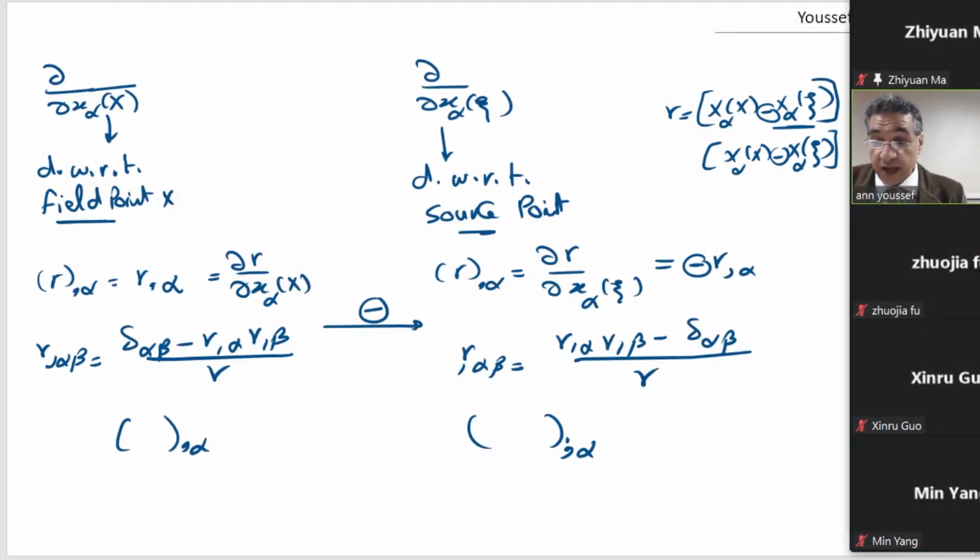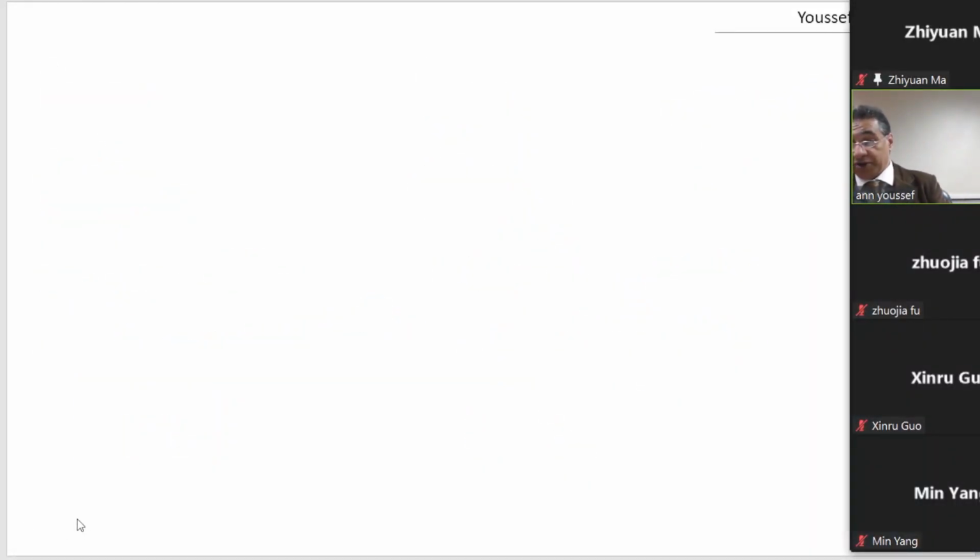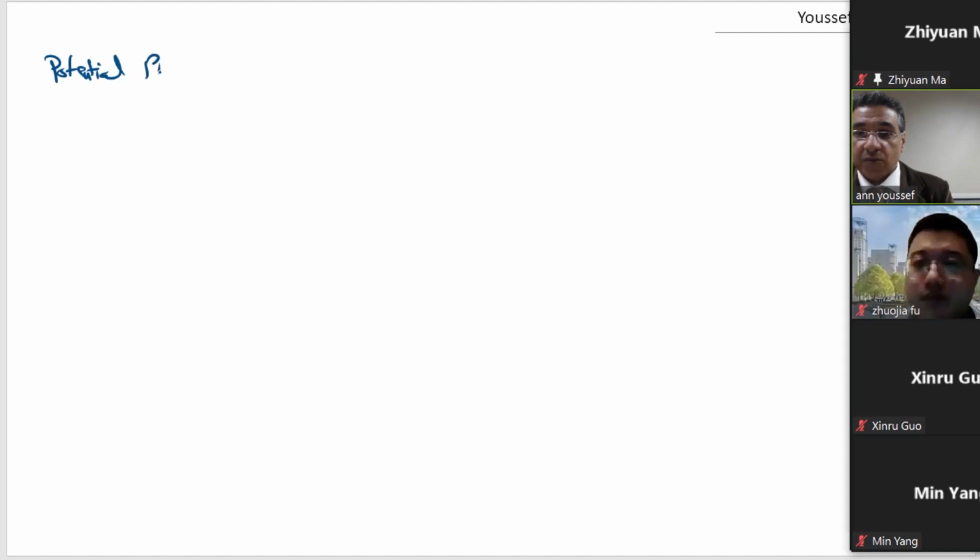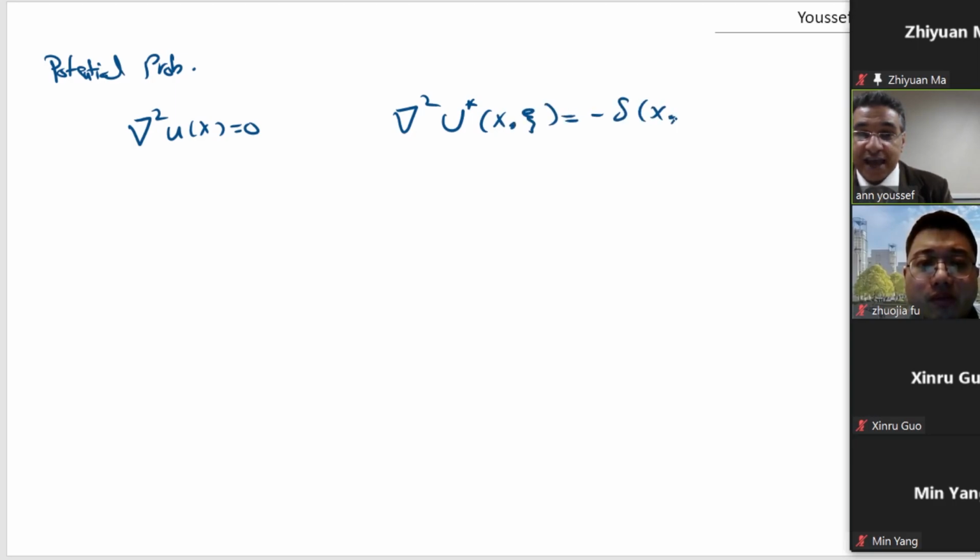The last thing I'm going to write, I'm going to give you homework, very simple homework. When you have potential problems, we have nabla square u of x equal to 0. And the fundamental problem, when we have u asterisk of x comma xi equal to the Dirac delta of x and xi. Okay? Now, the fundamental solution you will get here is equal to 1 over 2 pi ln r for 2D.